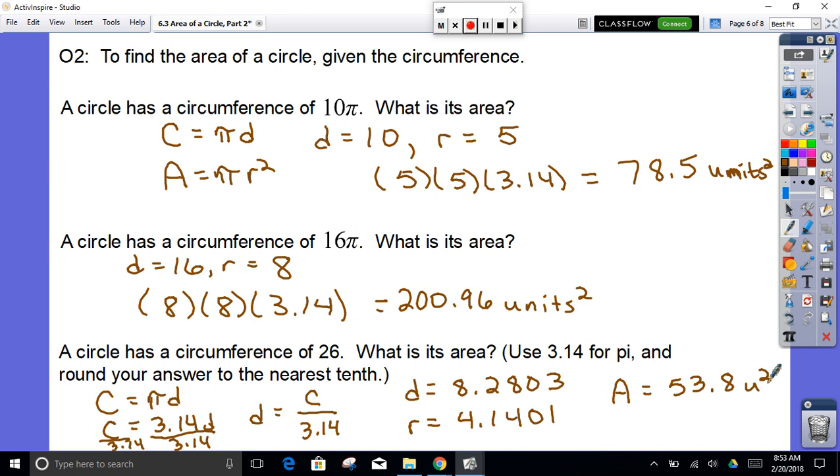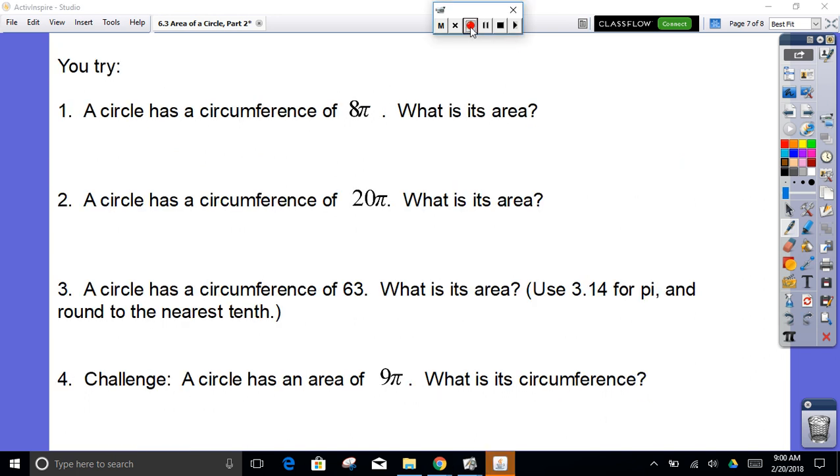All right, any questions? All right, the next slide you do have, so go ahead and take a picture of this slide if you want to. And then the next slide I would like you to try. All right, so a circle that has a circumference of 8 pi. Irene, what is its area? 50.2 units squared. Okay, good. 50.2.